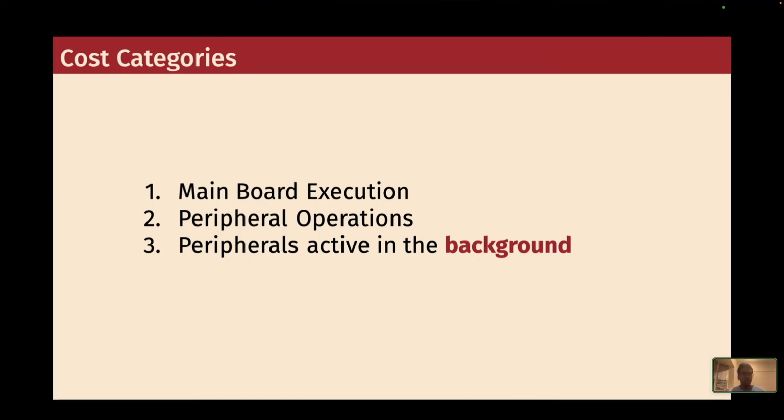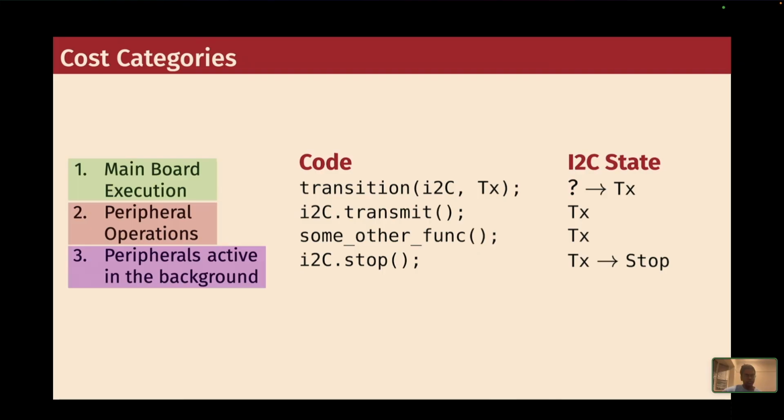Well, in order to be able to accurately report the cost of using these peripherals in an embedded system, we have three main categories to consider. The first, of course, is executing instructions on the main board. The second is any operations that a peripheral performs. But finally, most importantly, we also have to consider any peripherals that are active in the background. Let's look at a simple example.